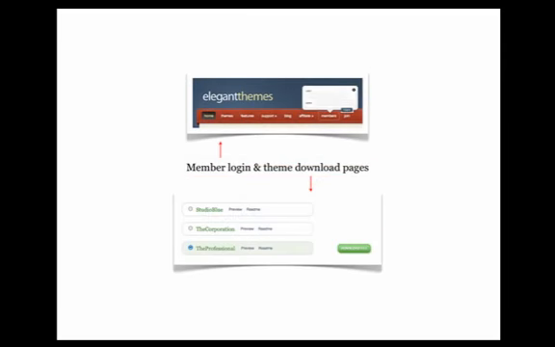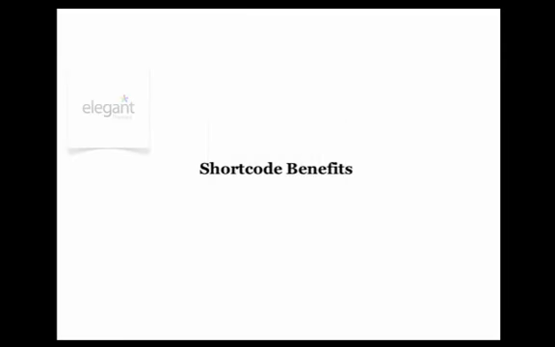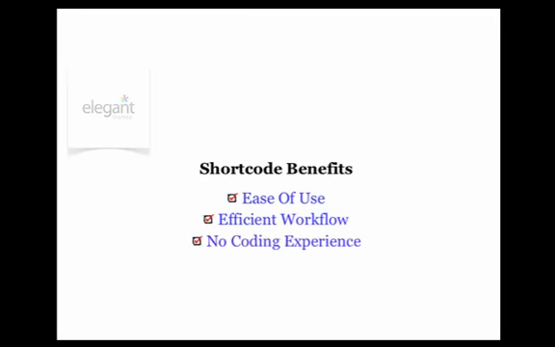If you haven't performed the upgrade, log into your Elegant Theme account and download the latest version of the theme you are using. If you do not know how to update the theme, please visit the forum or use the link below for instructions via WordPress. What are the benefits of shortcodes? There are many benefits. However, the top three are ease of use, working more efficiently, and no coding experience necessary.